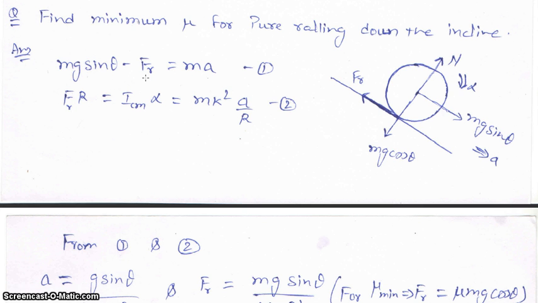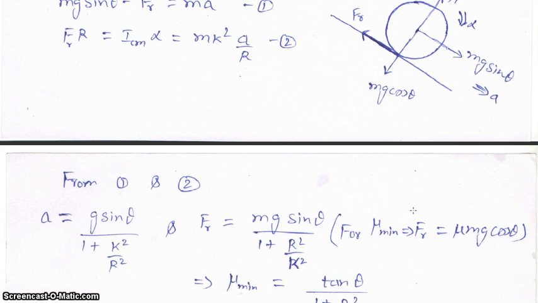Mg sin theta minus friction is equal to ma in this direction, and torque about CM will be friction into R equals ICM alpha, and again, as there is no slipping on a fixed ground, ACM will be equal to R alpha. From these two equations we can get the value of A, which is independent of mu or friction. In case of pure rolling, the acceleration will be this, no matter what the value of the coefficient of friction is, and the friction acting will be this.